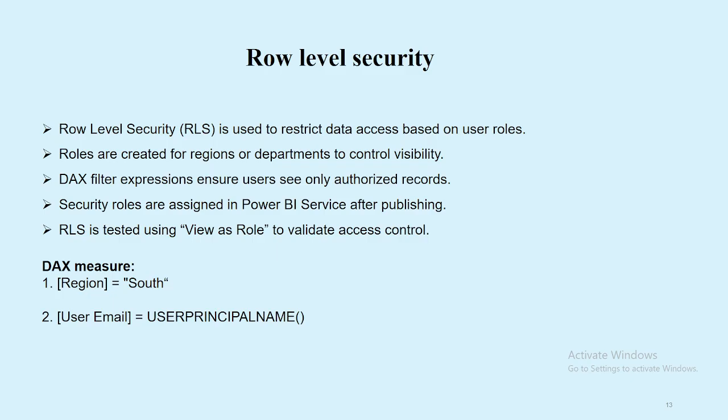We can do dynamic row level security, based on the logged-in user's user principal name, and also static row level security with fixed filters, like if the region is equal to south. So this is how we will do row level security. After defining the roles in the desktop, we will assign the users in the Power BI service.